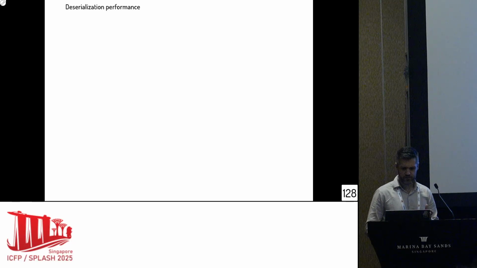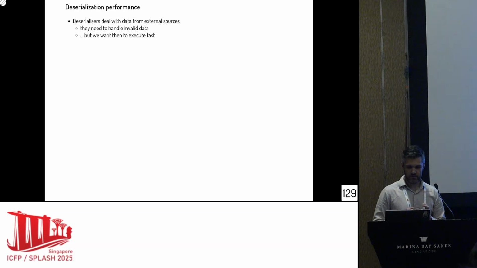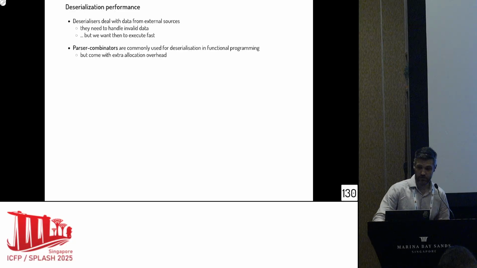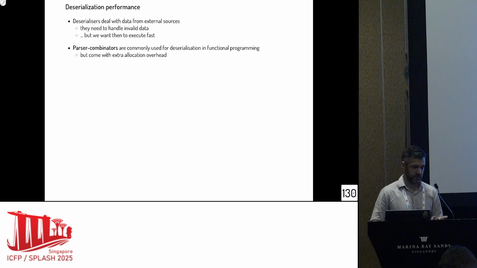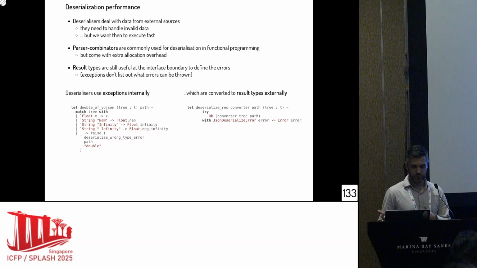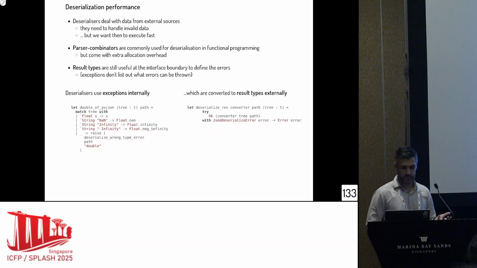The last one I wanted to talk about was deserialization performance. Deserializers have to deal with data from external data sources. They need to handle invalid data while still executing fast. Parser combinators are quite commonly used in functional programming for deserialization, but this comes with extra allocation overhead. We could use exceptions, but we don't want to lose the benefits of a result type. smaws uses a popular approach where exceptions are thrown for errors internally, but they're converted to result types externally. We get the performance benefits of stack unwinding while still being able to provide useful errors with a full deserialization path of where something went wrong.